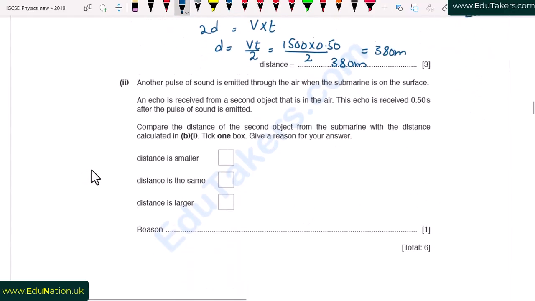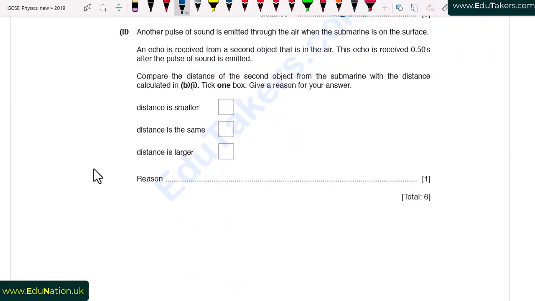Part 2. Another pulse of sound is emitted through the air when the submarine is on the surface. An echo is received from a second object that is in air. The echo is received 0.50 second after the pulse of sound is emitted. Compare the distance of the second object from the submarine with the distance calculated in part B first. Tick one box. Give a reason for your answer.